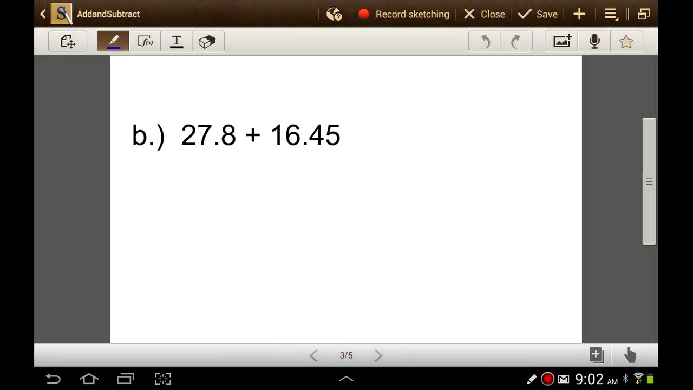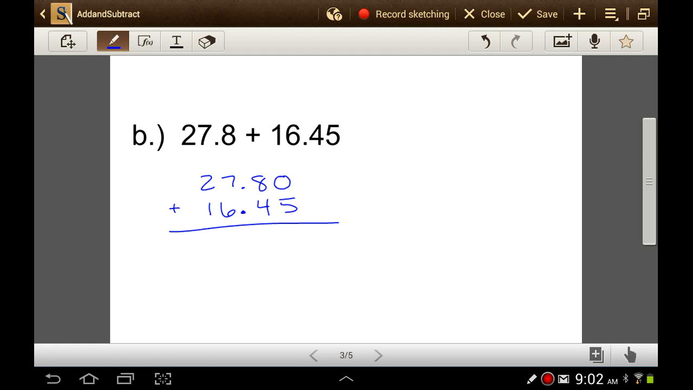Okay, still example 1, adding decimals. I'm going to do letter B. So, line up my place values. 27 and 8 tenths plus 16 and 45 hundredths. Use your decimal point to help you line them up. The 4s and the tenths, the 5s here. Now that gives me a blank above the 5. Remember, after a decimal point, you can annex zeros as placeholders. So I can put a 0 there. Now, I have a number in each place, they all line up.